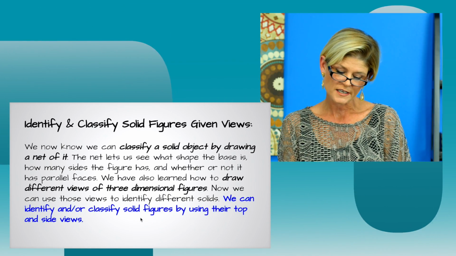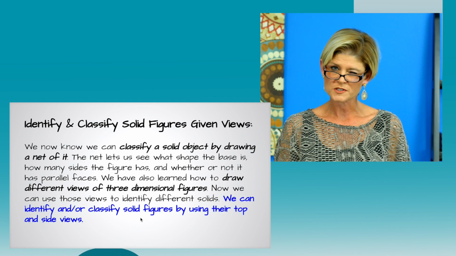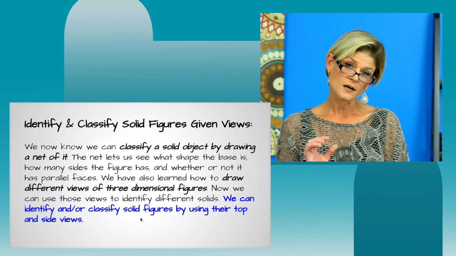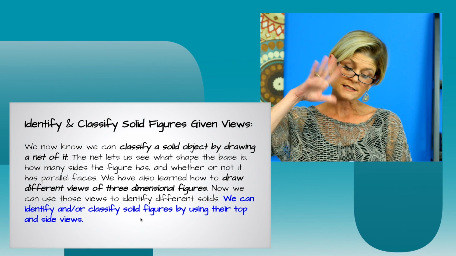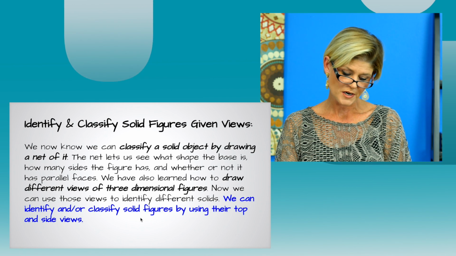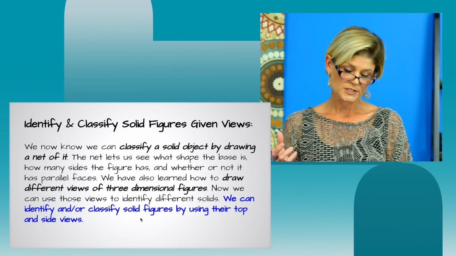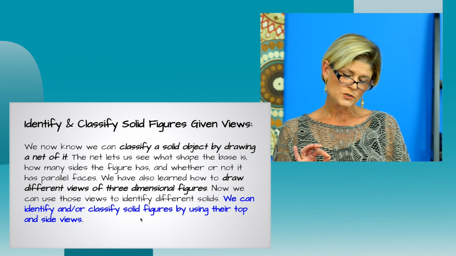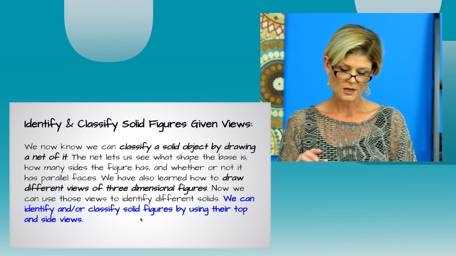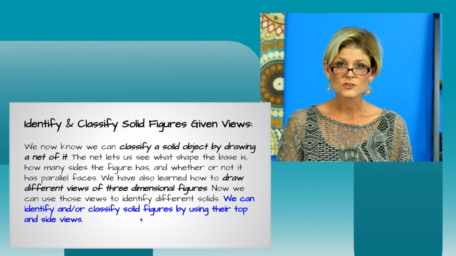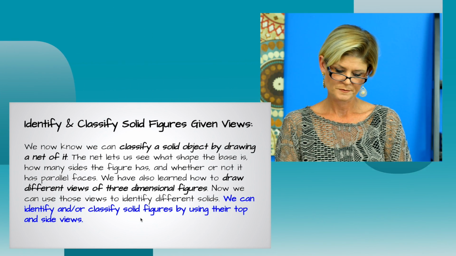So let's talk a little bit more about identifying and classifying solid figures given views. We started talking about this in our last lesson. So we know that we can classify a solid object by drawing a net of it. And the net lets us see what shape the base is, how many sides the figure has, and whether or not it has parallel faces. We also have learned how to draw different views of three-dimensional figures. Now we can use those views to identify different solids. We can identify and classify solid figures by using their top and side views.